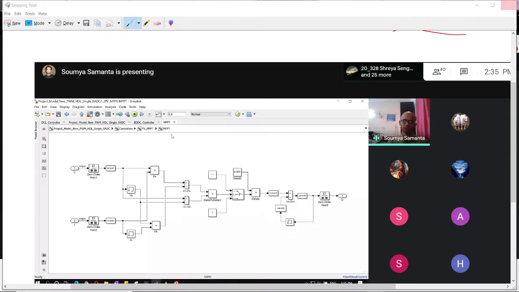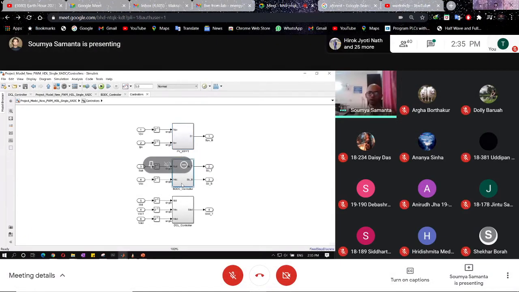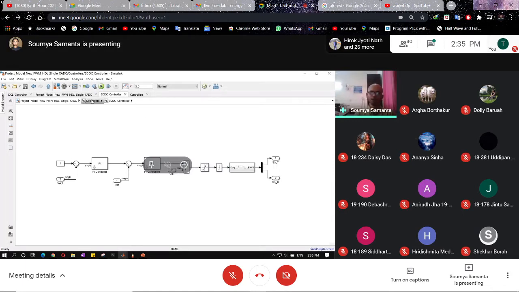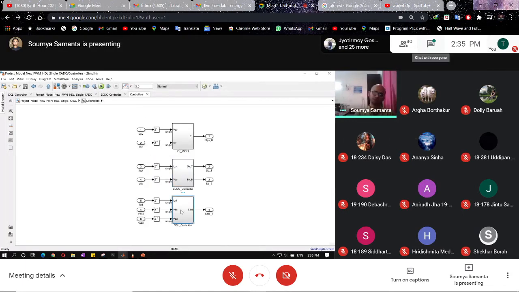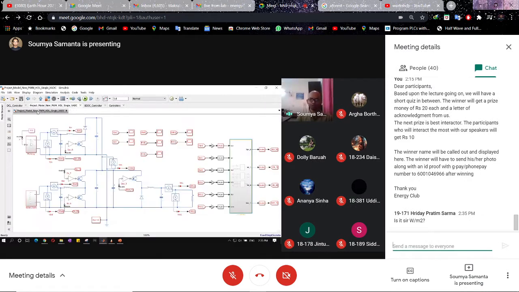One PWM for the boost converter, another for the bidirectional converter, and another for the buck converter. These three controllers we have designed. Now from the simulation, you can see how it is working. I'll show you the results, and then finally we'll go for the practical demonstration part. Okay, let me show the results.